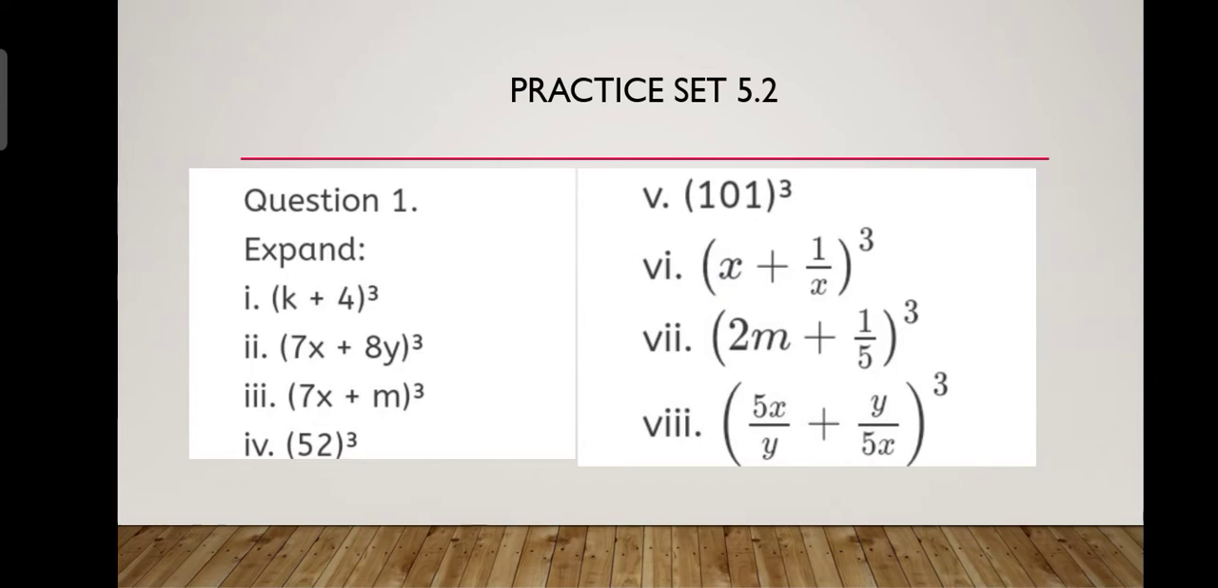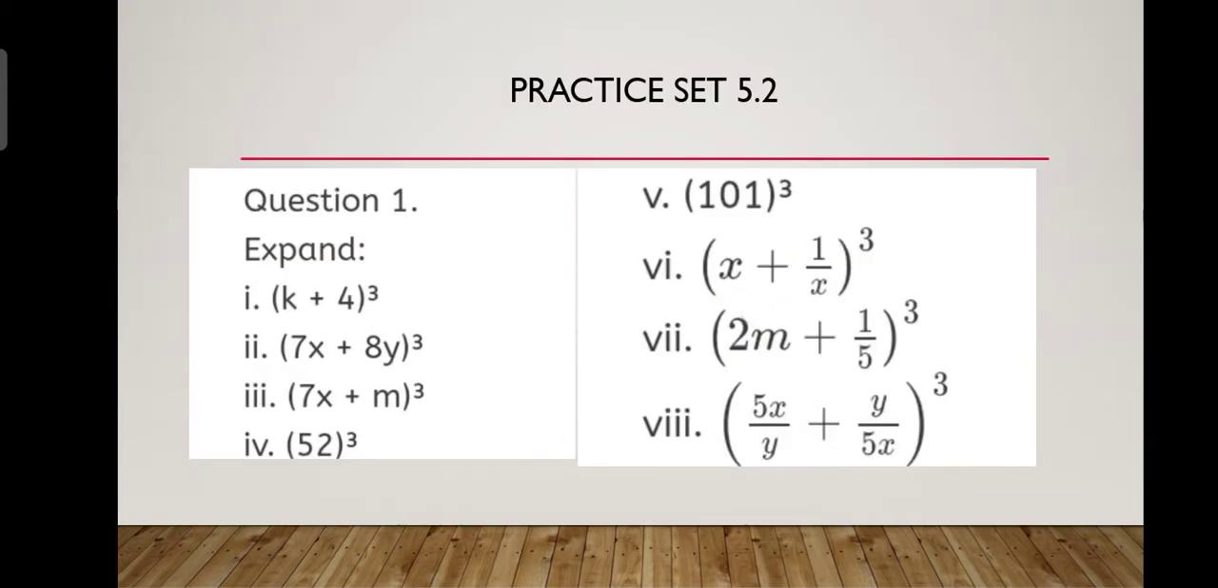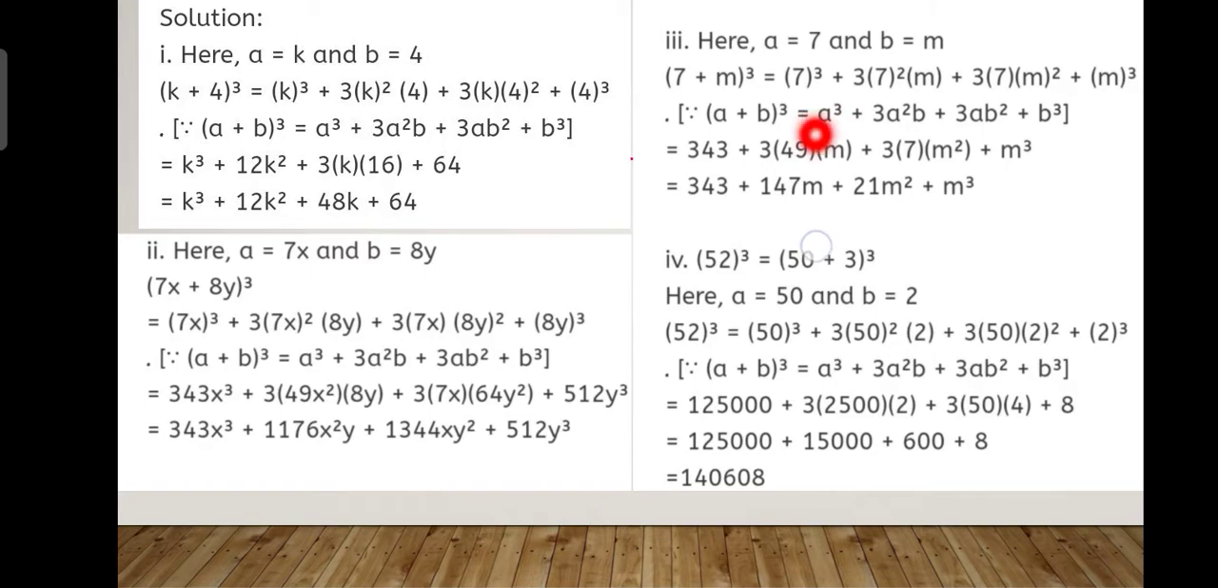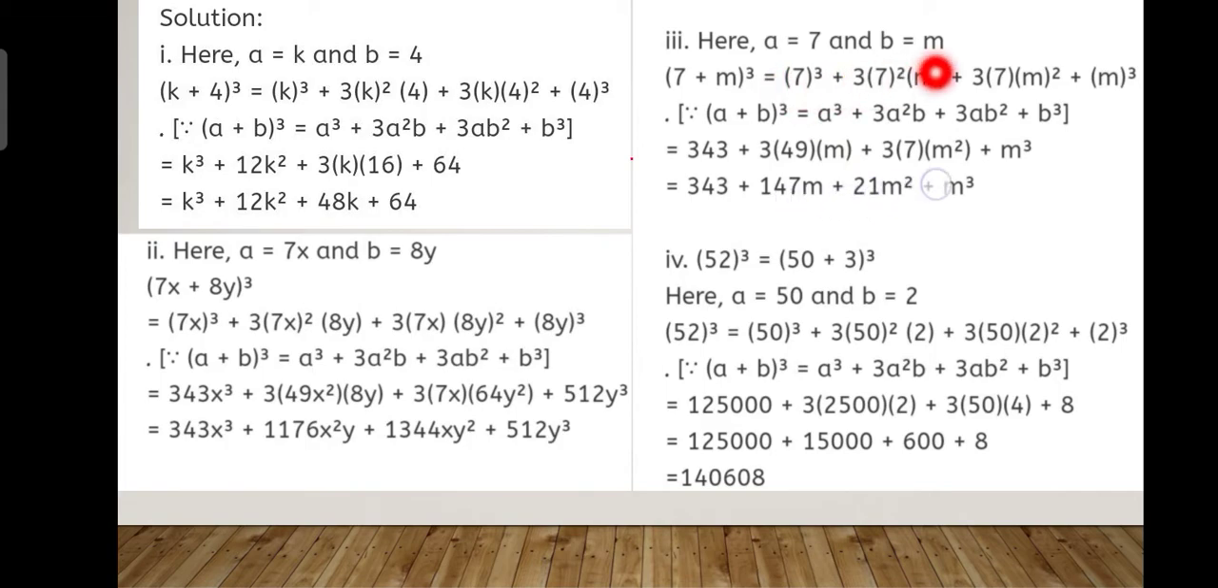So now the third question is (7 plus m) the whole raised to cube. Students, here it is 7 plus m the whole raised to cube, there is no x. Okay, so we have a equals to 7 and b equals to m.